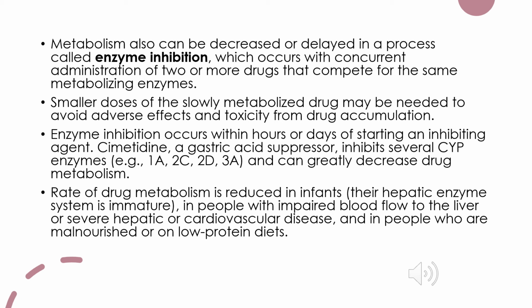Cimetidine, a gastric acid suppressor, inhibits several cytochrome P enzymes, for example, CYP1A, CYP2C, CYP2D, and CYP3A, and can greatly decrease drug metabolism.